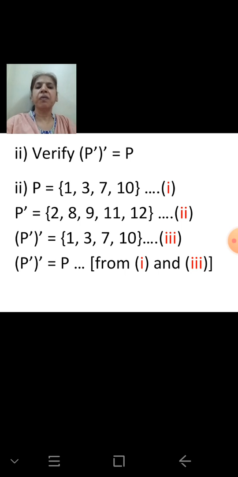Now you observe statements 1 and 3, and you see they are having the same elements 1, 3, 7, 10. It means both the sets are having the same elements, they are equal sets. So the complement of complement of P is set P. So this is the way you have to verify.